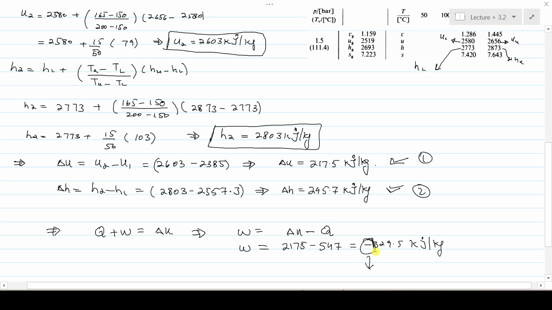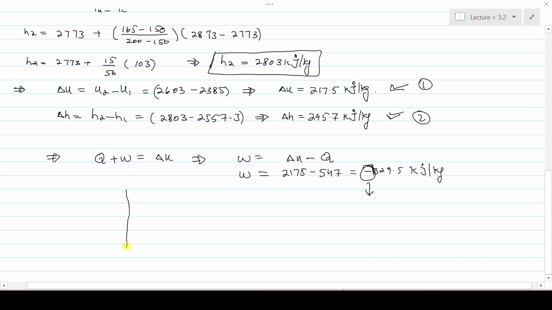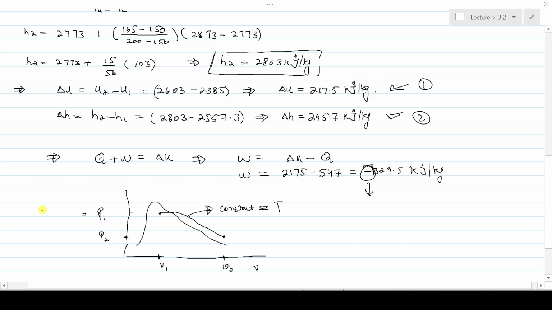Now let me draw its PV diagram. Initially the steam was in the wet region. Then expansion takes place at a constant temperature and reaches its final state. Here the specific volume is V2 and here the specific volume is V1, and this expansion takes place at constant temperature. Here the pressure is P1 and here the pressure is P2. The P1 pressure is 7 multiplied by 10 to the power 5. This shaded area represents the work done by the steam.